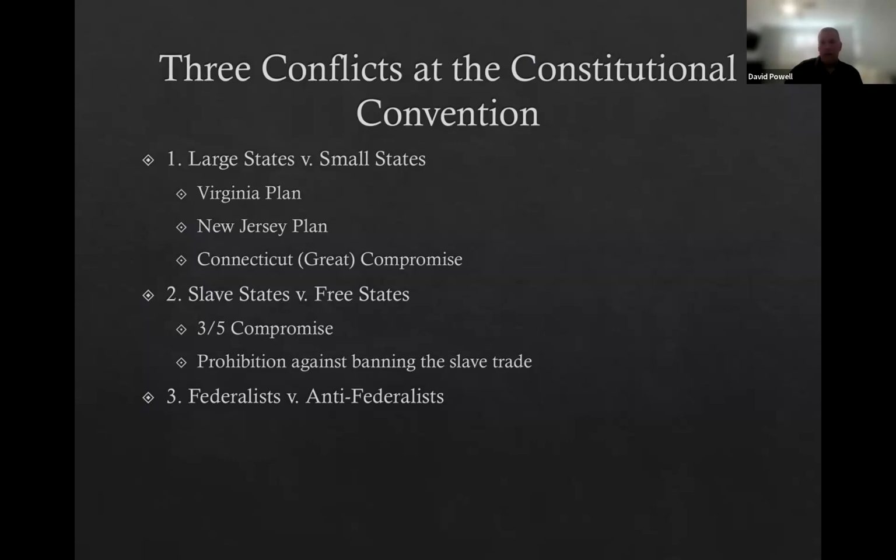The Federalist Papers themselves, those 85 Federalist Papers, were written by Alexander Hamilton and James Madison and John Jay. And admittedly, John Jay only wrote, I believe, 4 or 5 of the papers.